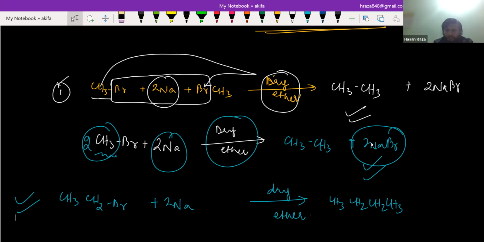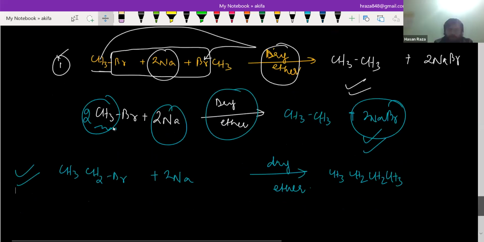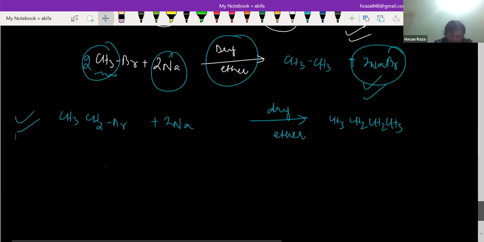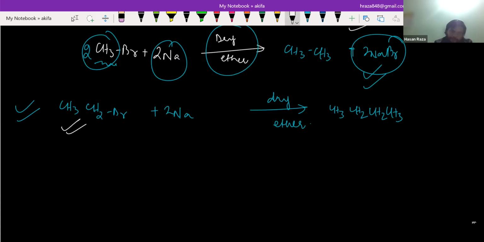Okay. So do you have any doubt regarding this topic? No. Okay. So we are going to another method of preparation of alkane, and here it is the third, from carboxylic acid. How do we prepare alkane from carboxylic acid? First, I'm going to write, then I will explain it.